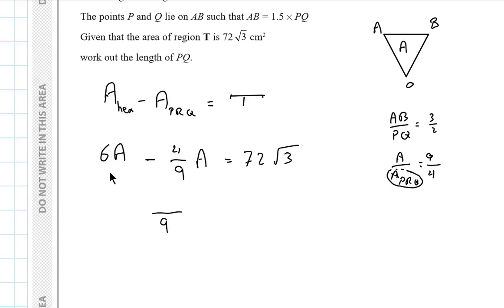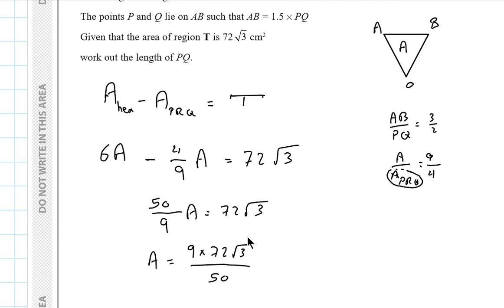Then after simplifying, we will have 6 minus 4 over 9, which is 54 minus 4 over 9, so 50 over 9 A equals 72 root 3, right? Very good. And then we can say that A equals 9 times 72 root 3 divided by 50.